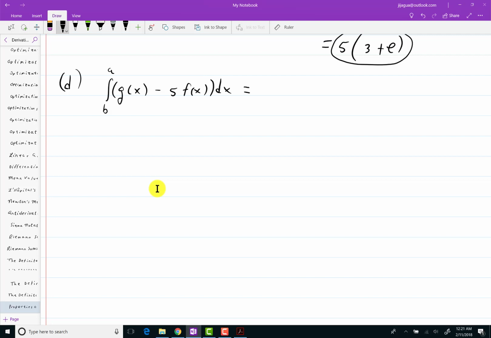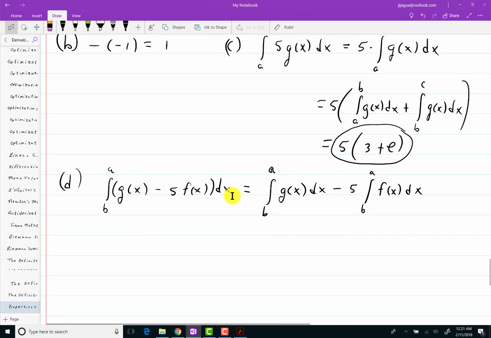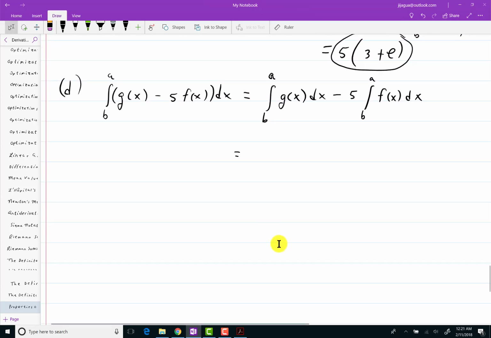So I can rewrite this as the integral from b to a of g of x dx minus, and at the same time I can pull the 5 in front of the f of x, b to a f of x dx. And I saw in both cases I did not give you b to a, so I'm going to flip these, and I'm going to enter negative the integral from a to b, g of x dx, plus 5 times the integral from a to b, f of x dx.